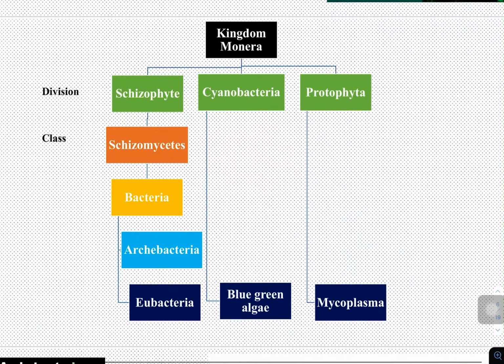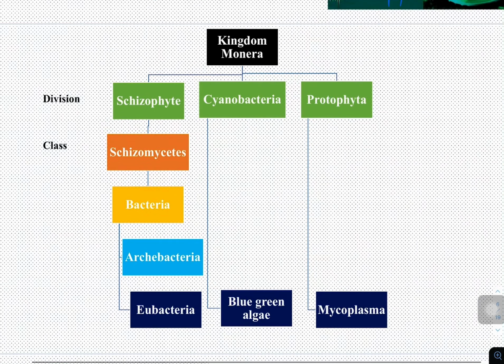See here is the complete entire classification which we are going to study. This is a broad, in-depth classification. This type of classification is not asked in the examination, but for clear understanding I have given it. First, kingdom Monera is divided into three divisions: Schizophyta, Cyanobacteria, Protophyta. Under Schizophyta there is a Schizomycetes class. Under that bacteria are present. Bacteria are placed in Schizomycetes.